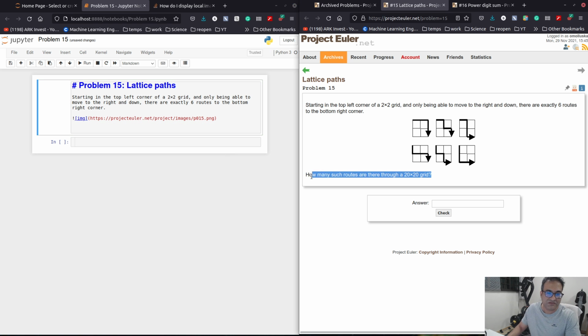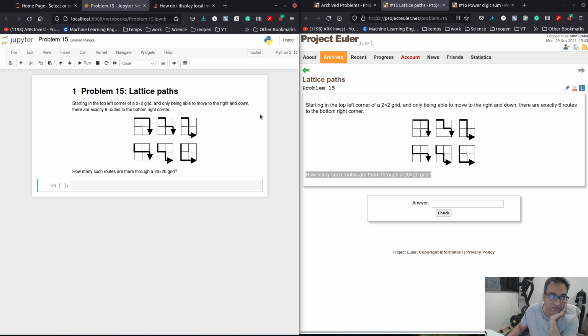And how many such routes are there in a 20 by 20 grid? Okay, so what are they talking about? Starting from the top left corner of a 2 by 2 grid, and only being able to move to the right and down. So we go right or down. There are exactly 6 routes to the bottom corner. So that's one, one, one, one, one, and one.